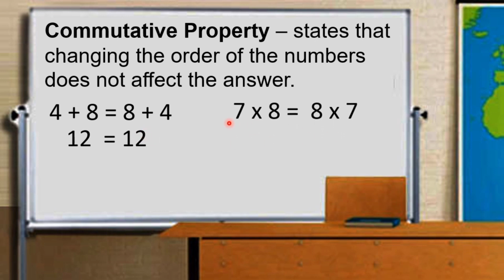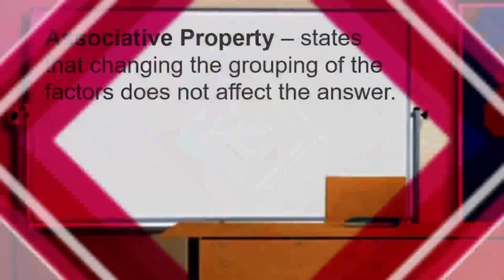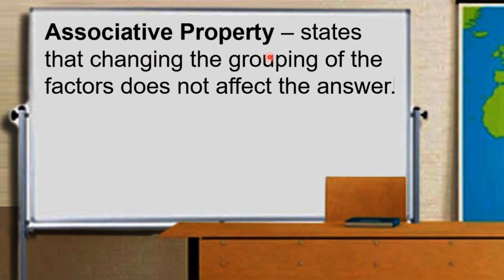Next, let's have an example of commutative property of multiplication. So, 7 times 8. Let us change the position of our given factors. Kaya naging 8 times 7. Let's get their product. 7 times 8 is 56. Same lang din kay 8 times 7. 56 din yung sagot.